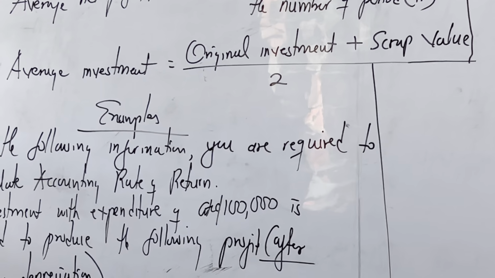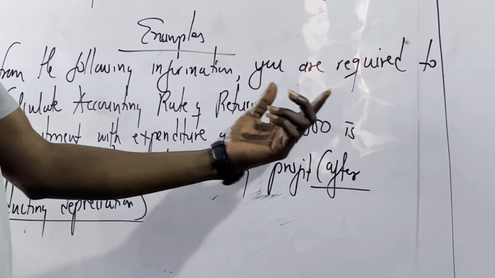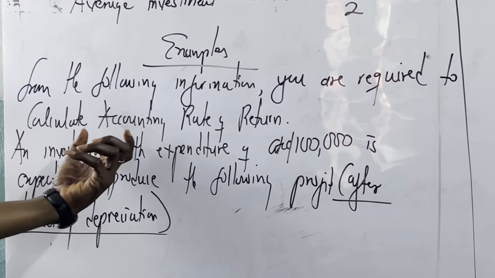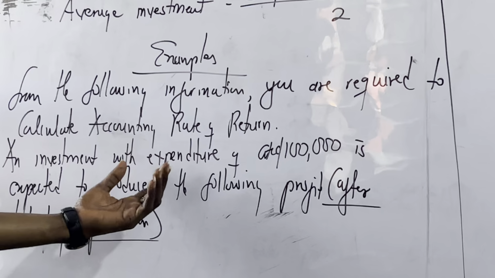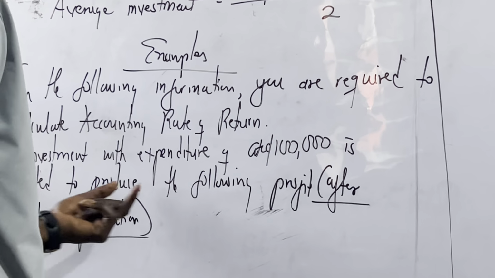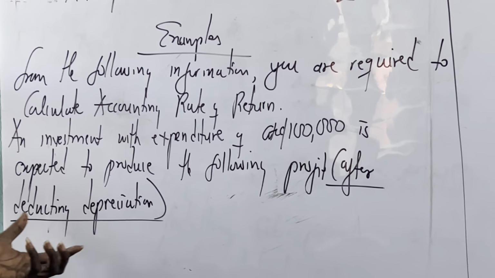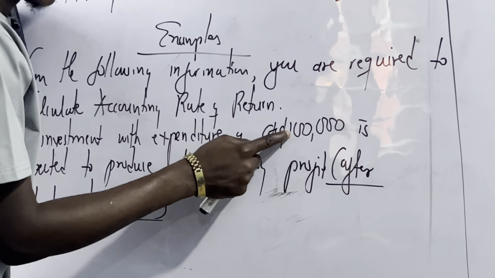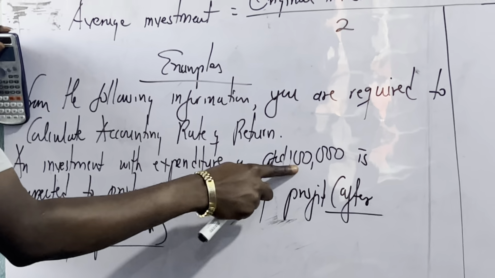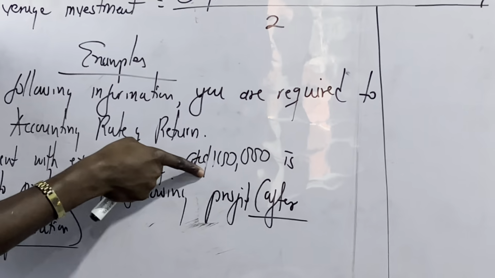Right. So in this example, we have this. From the following information, you are required to calculate the accounting rate of return. An investment with expenditure of 100,000 is expected to produce the following profit after deducting depreciation. So what it means is this figure you are seeing here is the profit after depreciation. Always you have to look out for that.